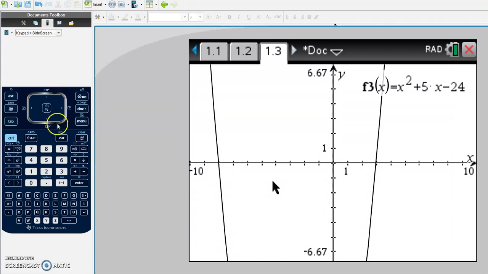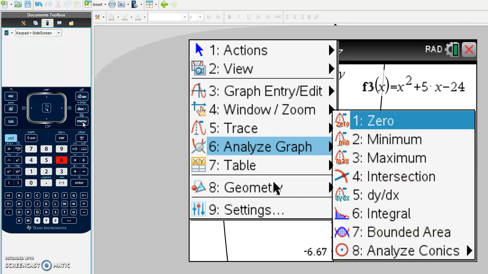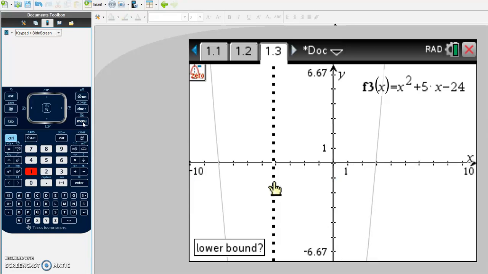So I'm going to let the calculator tell me everything, even though sometimes I can see exactly what they are, but I'm going to let the calculator do all the work. So I'm going to go to Menu, and I want to go to number 6 to analyze a graph. And then remember that for the x-intercepts, we had several names. We could say x-intercept, we could say root, we could say 0, we could say solution. It all means the same. So I'm looking for number 1, which would be the zeros. So notice you get this dashed line.